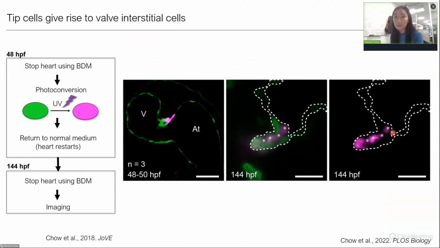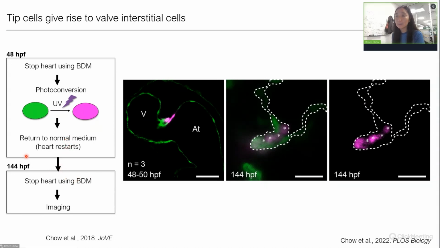So if the first valve leaflets are 2 cell layers thick, then where do all the valve interstitial cells come from? And here I did an experiment where I stopped the heart at 48 hours post-fertilization. I performed photoconversion using UV light, and I turned some of these cells expressing the green photoconvertible protein Kaede into red Kaede. And afterwards, I return the fish to normal media so that the heart restarts.